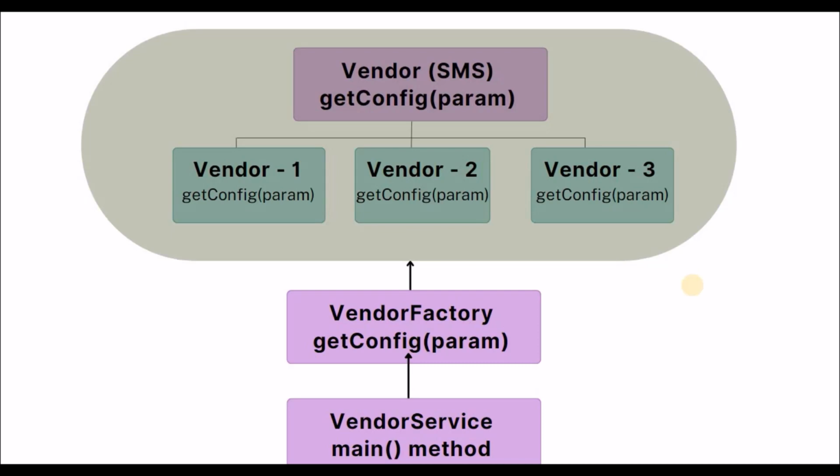Next, we need to create one factory class like VendorFactory, and based on the input we need to get the particular class, so that decision making is done by this VendorFactory class. And we will create another class like VendorService, which has the main method, and from the main method we will call this factory class based on the input. This is the benefit of this approach.